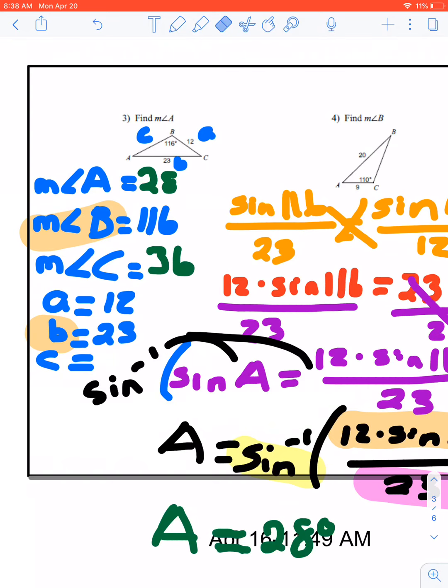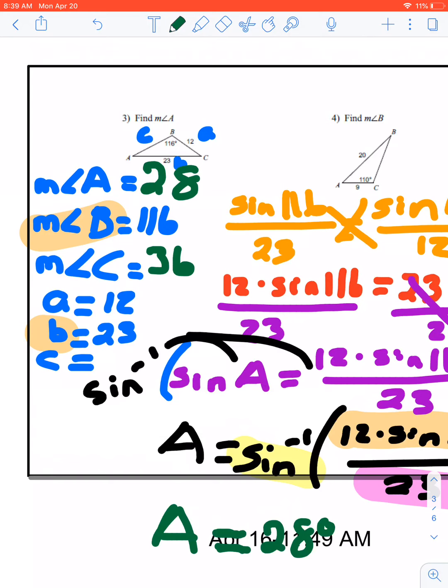Okay? So again, I don't like that 28. I'm going to rewrite it. So this is angle A is 28. Angle B is 116. Angle C is 36. Side A is 12. Side B is 23, and the only thing I have left to find is side C, okay?